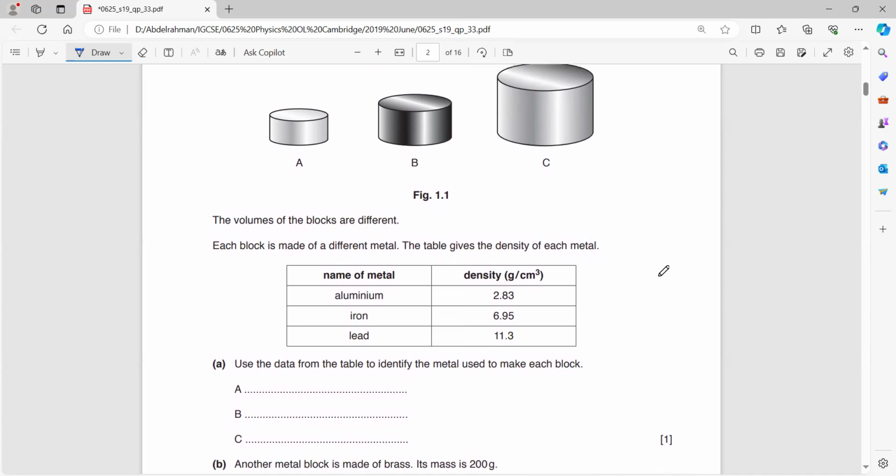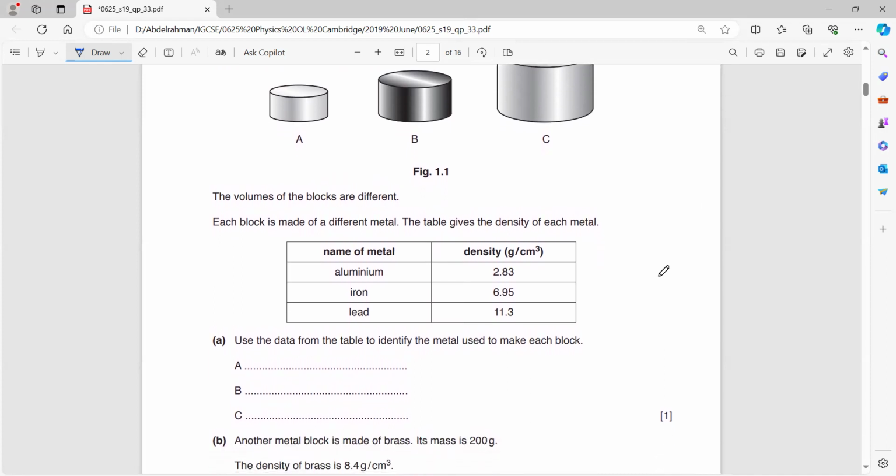A is lead, because it is the smallest but has the largest density. Exactly. As we increase the density we can decrease the volume. So A is lead and B is iron, so C is aluminum. Nice.